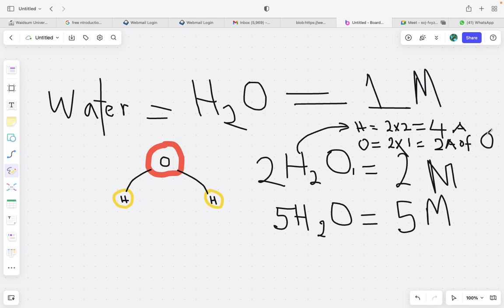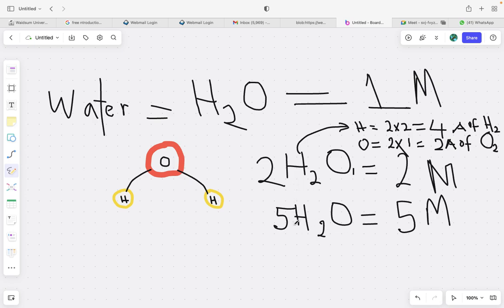Let me write big O. This one is O2, 2 atoms of oxygen. This one is hydrogen. Hydrogen is diatomic, so it's H2, right? So 4 atoms of hydrogen. Here, how many atoms of hydrogen do we have? 10. Thank you. The number of atoms of hydrogen here is 10, 5 times 2 is 10. And the number of atoms of oxygen we have here, 5 times 1, 5.